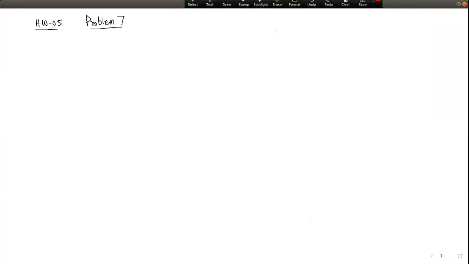This is problem 7 in homework 5. We have a mass m, and it is above the ground. If a mass is held above the ground, that means it is not in touch with the ground. That's what it means. And there are two ropes holding it there, and they're making angles of 30 degrees and 45 degrees.